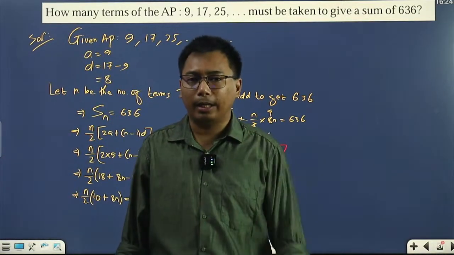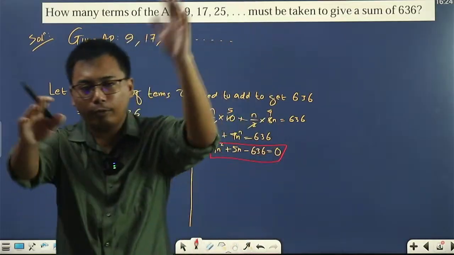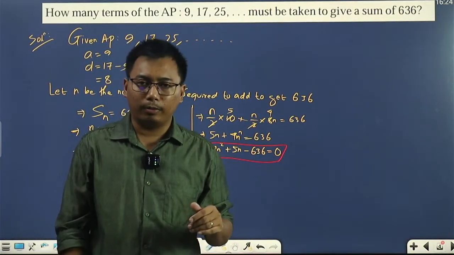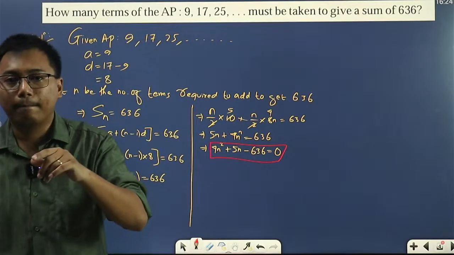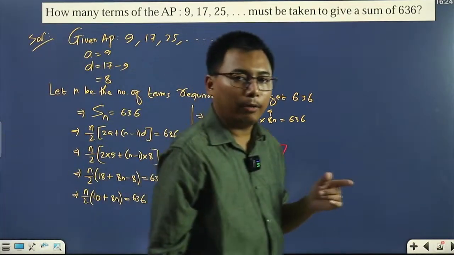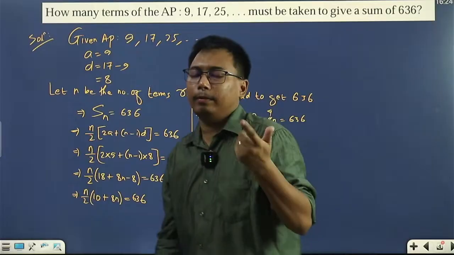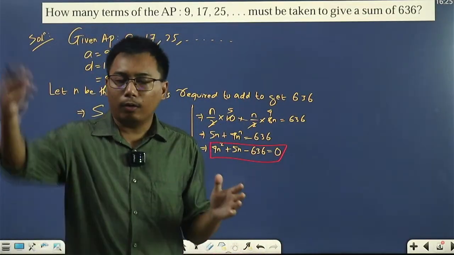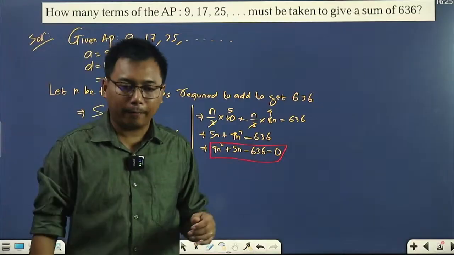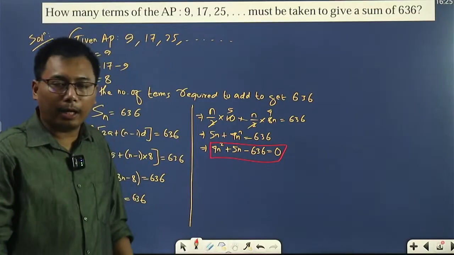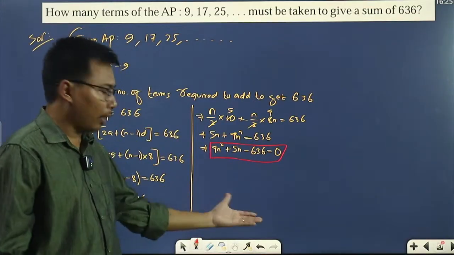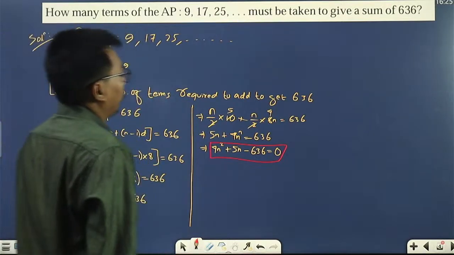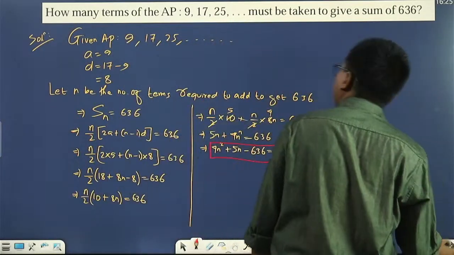If you get the value of n as a fraction, then it is not possible. Or if you get the value of n as a negative number, it's not possible. n has to be a natural number. I already told you that in our previous session, right? Clear? I think you know how to solve this, so you do it as your homework. We'll proceed towards our next question.